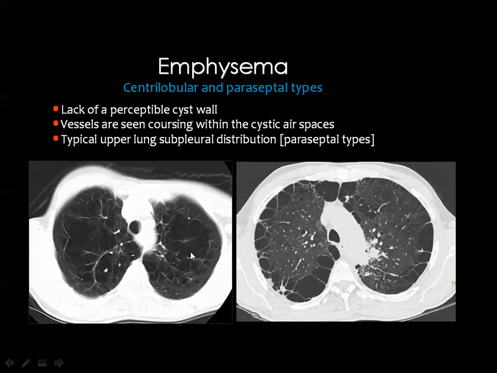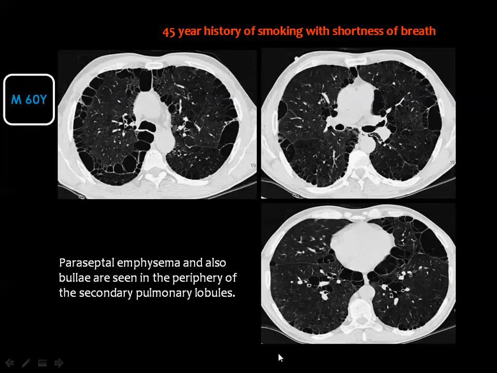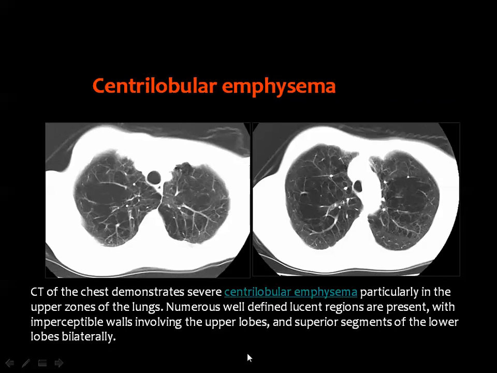The centrilobular type, we see the emphysematous bullae with the same criteria scattered within the central part of the lung. In the mixed type or the pan-acinar type, then you can see the paraseptal emphysematous bullae, and you can also see emphysematous bullae within the lung parenchyma. And this is the centrilobular type of emphysema.